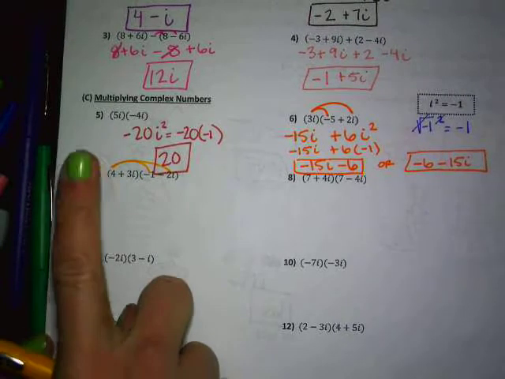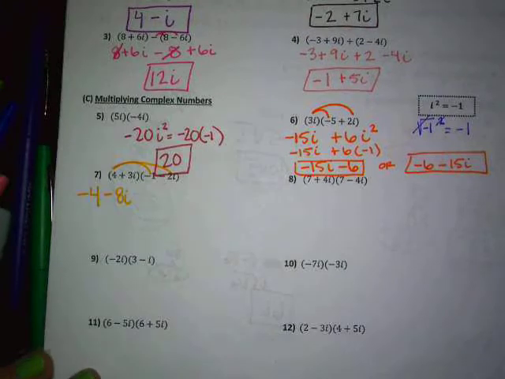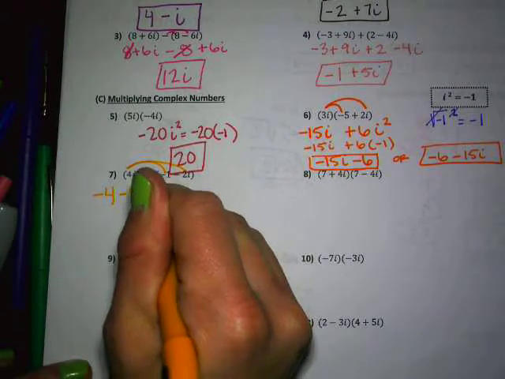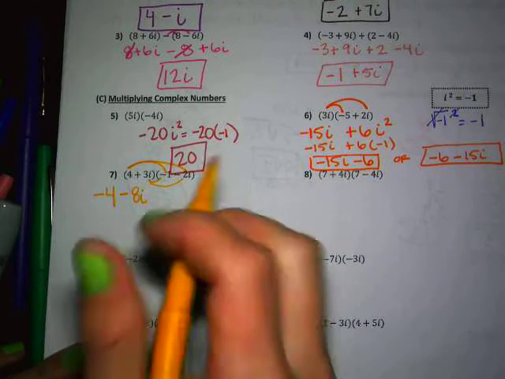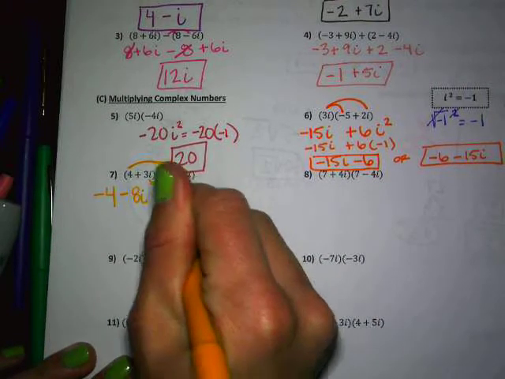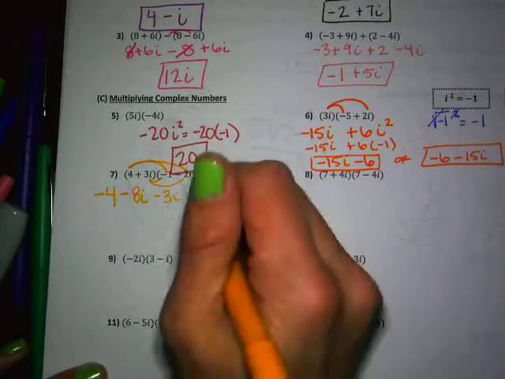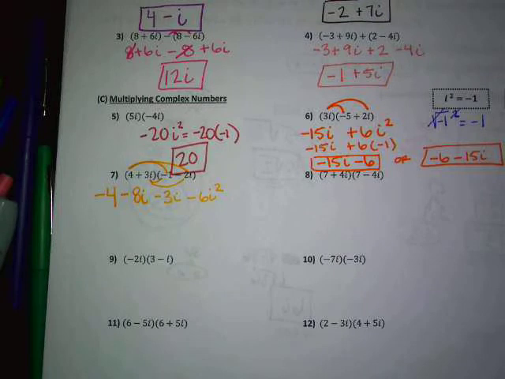And then 4 times 2i, negative 8i. Good. Alright, so that takes care of the 4. I still have to distribute the 3i, though. So 3i times negative 1, negative 3i. And 3i times negative 2i. Very good. Negative 6i squared. Don't forget about your squared. That's kind of the most common mistake.